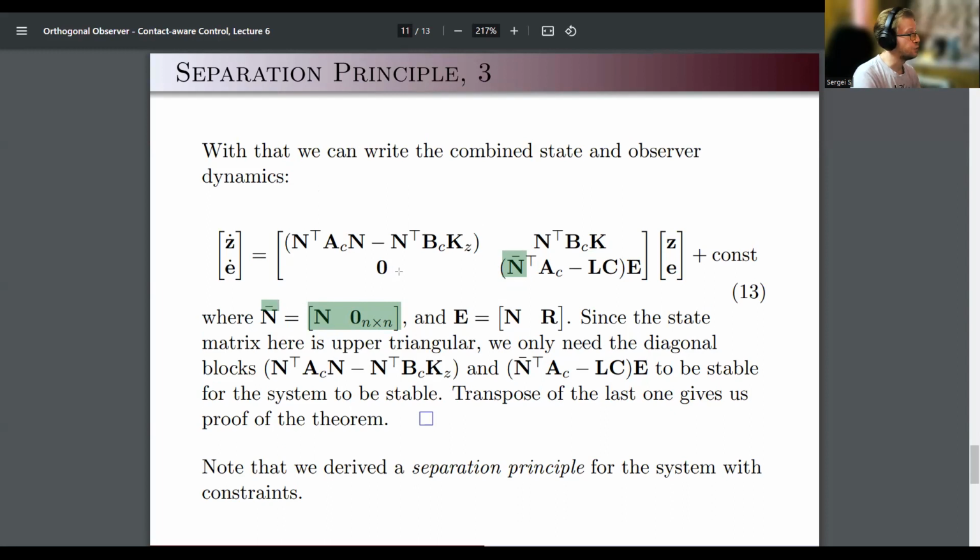The reason I show you this proof is, first of all, I don't think it is meaningful to apply the Luenberger observer without understanding the separation principle.